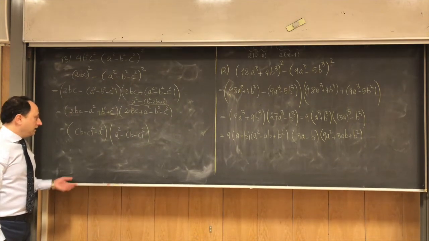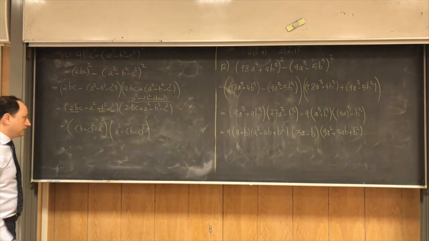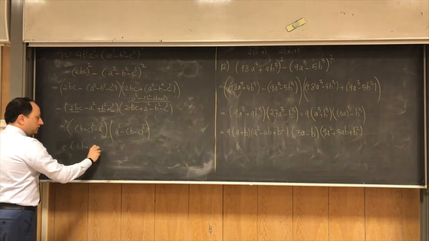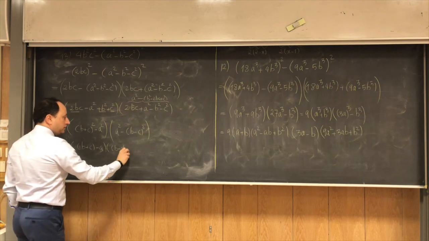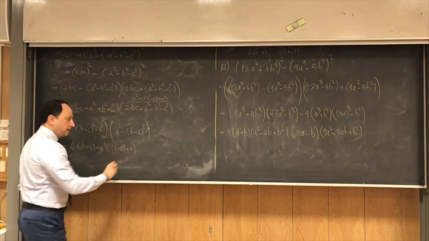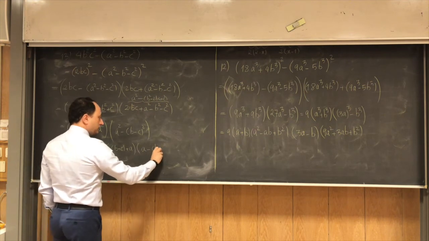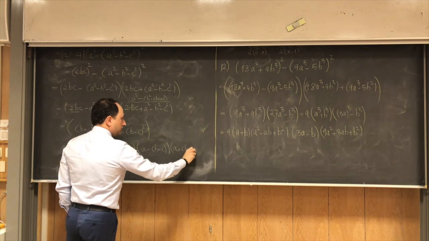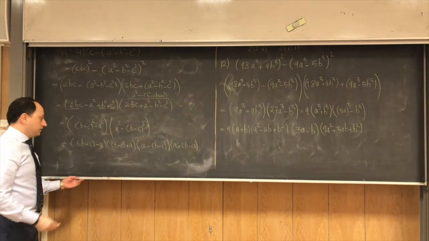And then again, I have the difference of complete squares here and there, so I have to use the conjugate pattern. So the conjugate pattern gives me the square root of the first one minus the square root of the second one, the square root of the first one plus the square root of the second one. Here, the square root of the first one minus the square root of the second one, the square root of the first one plus the square root of the second one. And then let us remove the brackets which are not necessary.